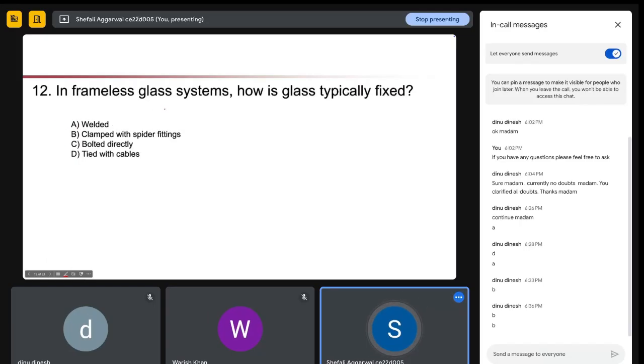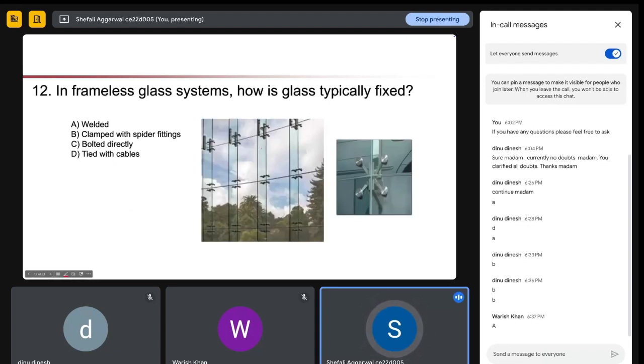In frameless glass systems, how is glass typically fixed? Welded, clamped with spider fitting, bolted or tied with cables? So this is a type of frameless glass system. You might have seen these types of connections in airports and all, right?